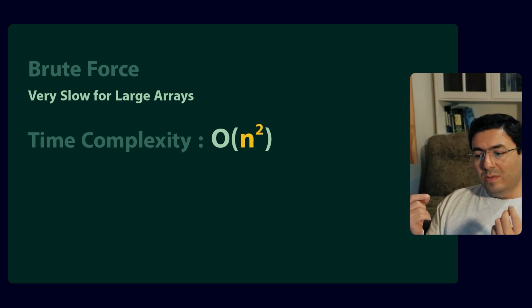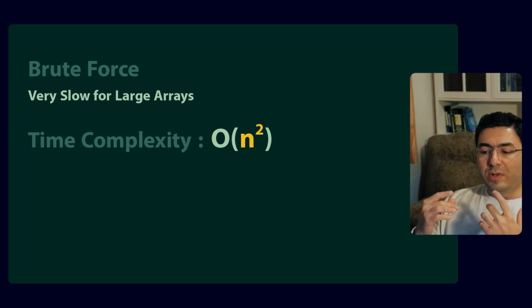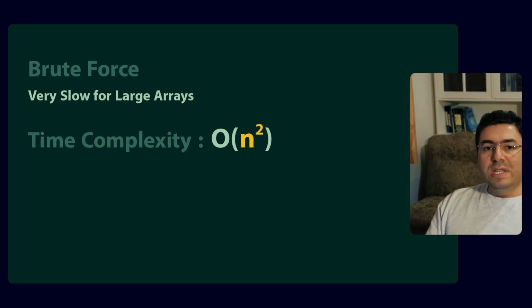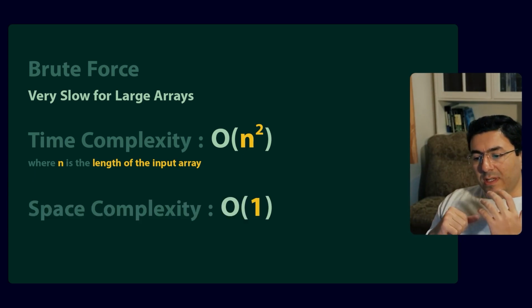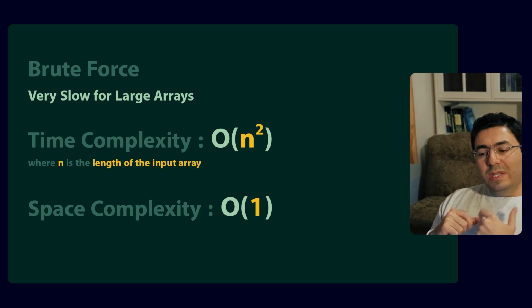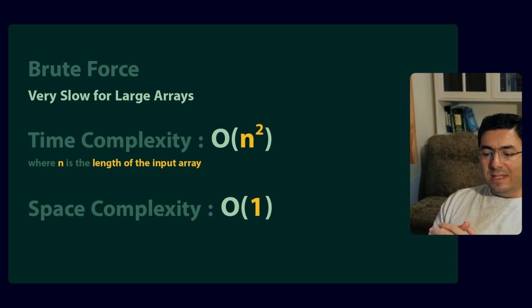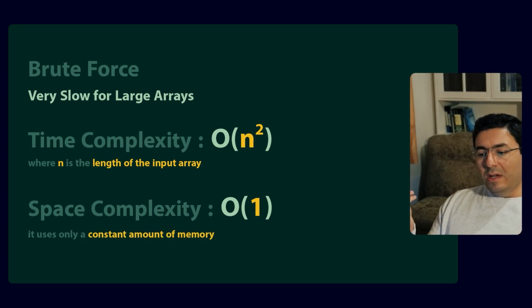So for the time complexity, since we compare every element in the array to every other element, the number of comparisons we make increases with the square of the length of the input array. This means that the time complexity of this solution is O of n squared, where n is the length of the input array. And as for the space complexity, we only need to store the indices of the two numbers that add up to the target value. So the space complexity is O of 1, which means it uses only a constant amount of memory.